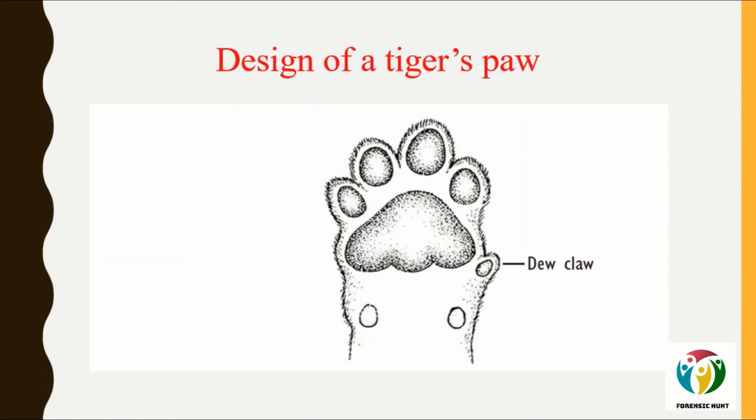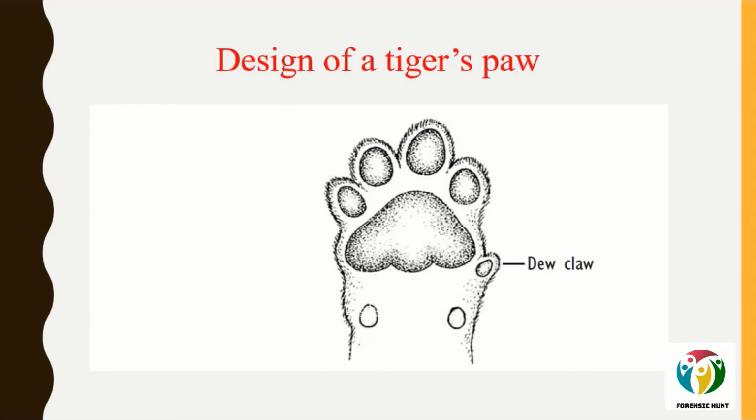Now we are going to study the design of a tiger's paw, and as the tiger is from the feline family, that is, the cat family, its features will resemble the basic features which I have just told you, and that includes a pad with four toes. But here you can notice that there is also a fifth toe. This fifth toe, commonly called the dew claw, is placed high on the front limbs only.